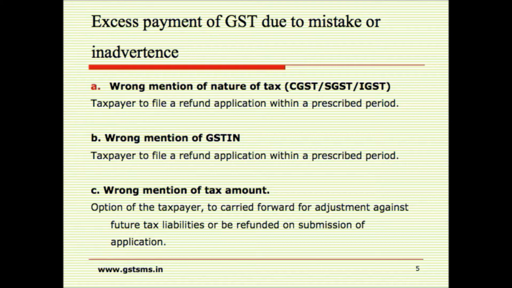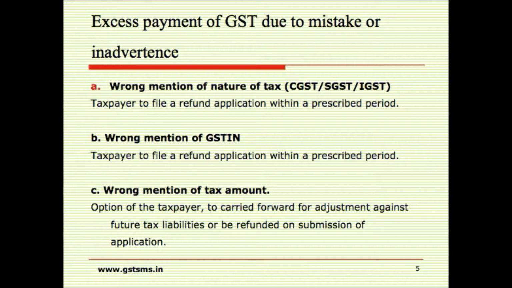Situation number 1, wrong mention of the nature of tax. That is, there are 3 types of taxes under the GST regime: CGST, SGST, and IGST. If by chance the taxpayer mentions an incorrect head or a mispayment of one tax into another has been made, in such a condition, the taxpayer has the power to file a refund application within a prescribed time period so as to get the full refund of tax so paid out of mistake.